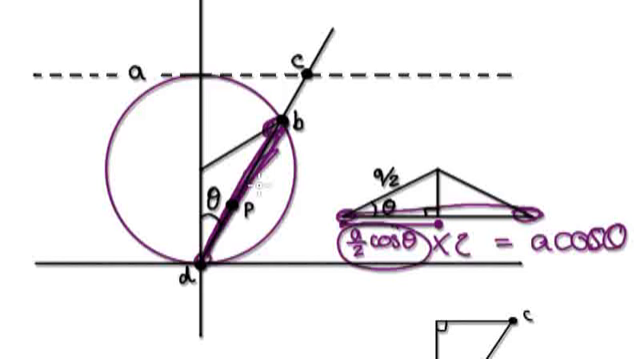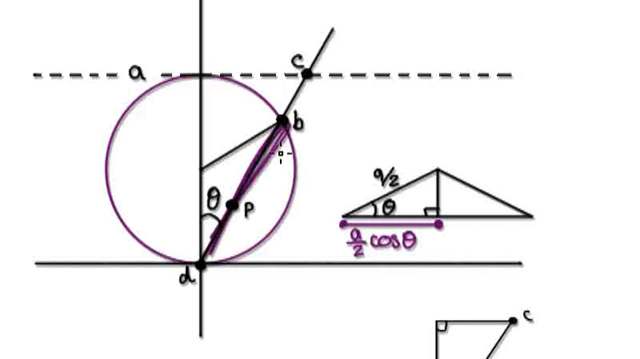So this length here is A cos theta. Now, if you want to find out this length here, BC, then you would get the whole length DC take away DB. So don't forget, we've just worked out that this length here is A cos theta. So that's this length here.